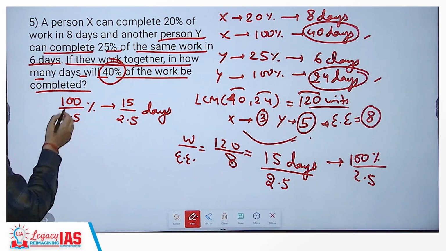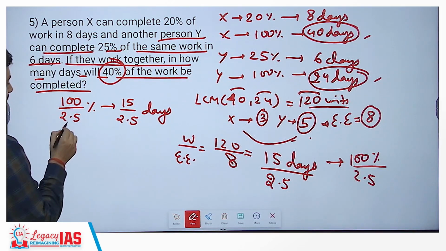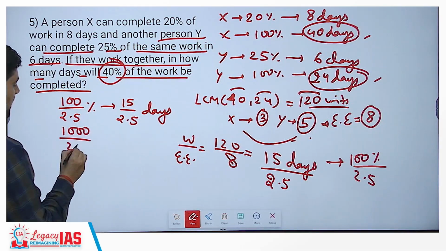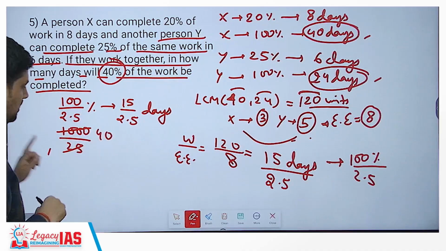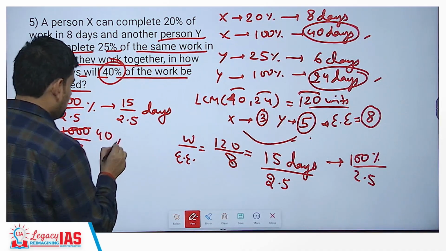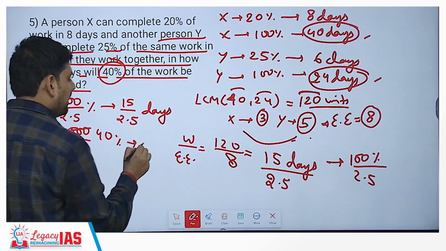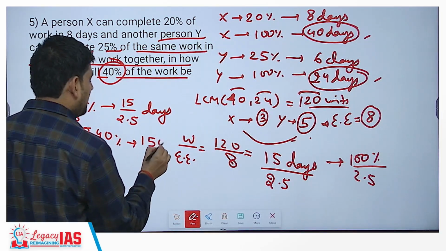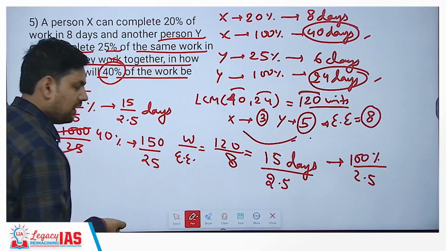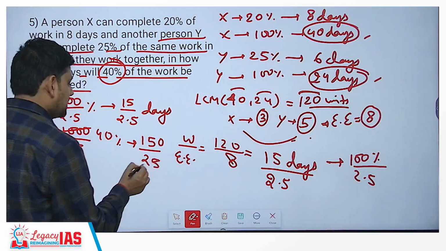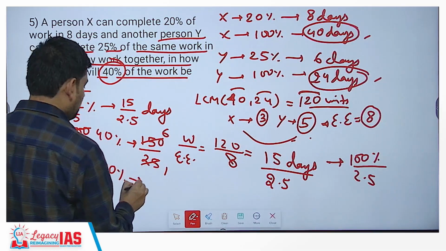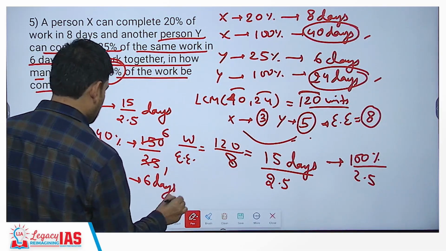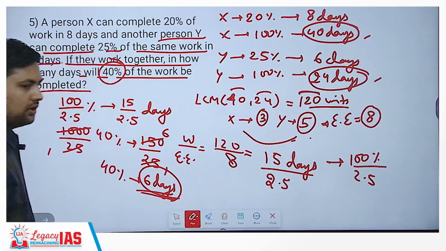Now 100 divided by 2.5. What will it be? This will be 1000 divided by 25. Correct? 1 time, this will go 4 times and 8 times. So what you got? 40%. This is what you wanted. Now here what you have? 15 divided by 2.5 or 150 divided by 25. Correct? How many times this will go? 1 time and 6 times. That means 40% of the work will be completed in 6 days. That becomes your answer. Understood?